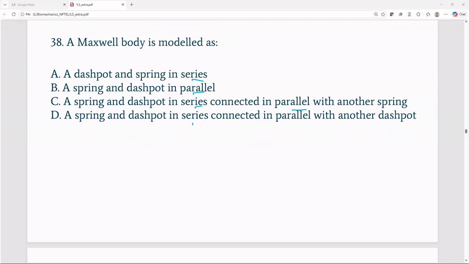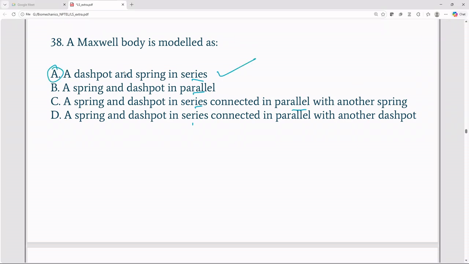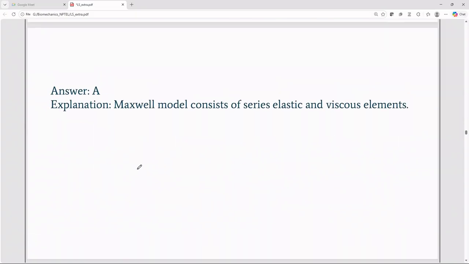Correct answer is option A, a dashpot and spring in series. A Maxwell body is modeled as a dashpot and spring in series. The Maxwell model consists of elastic and viscous elements in series.